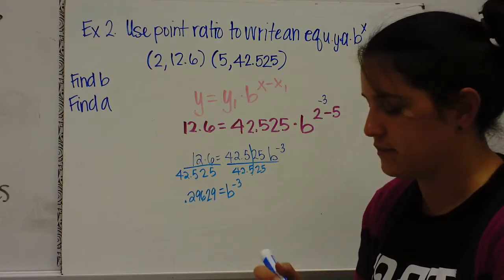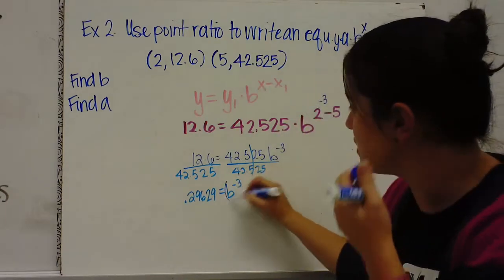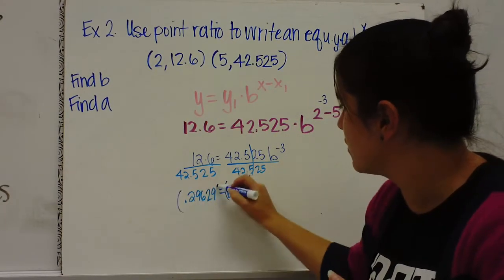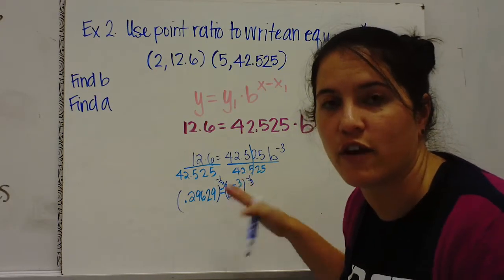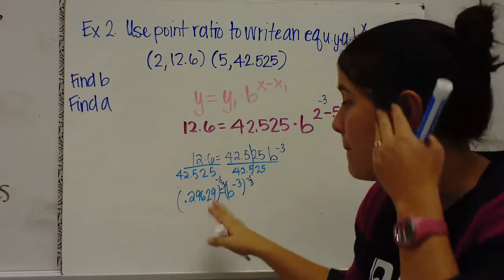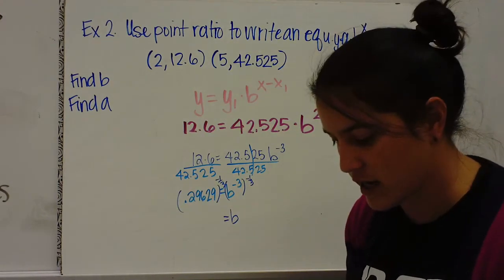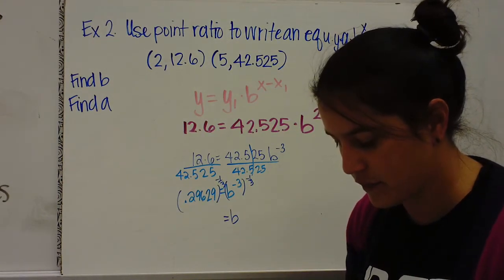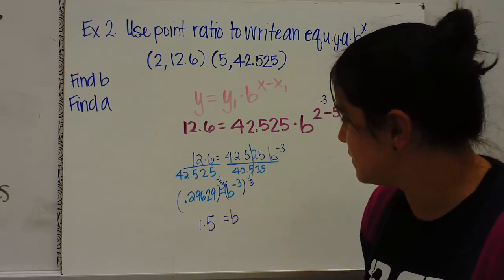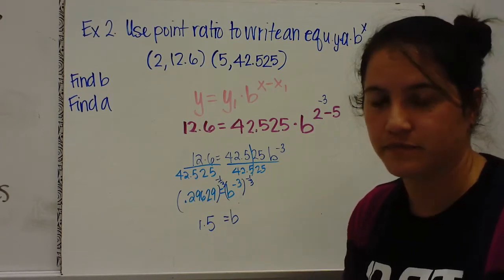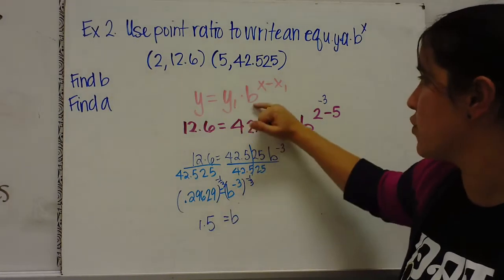To solve this, to undo that negative 3rd power, I'm going to raise this to the negative 1/3. Because these two exponents, if you multiply negative 3 times negative 1/3, those would multiply to be a positive 1, which is what I want, b to the 1st power. When I raise this to the negative 1/3 power, I get 1.5. So b is 1.5. Now, I have found b. So I have to use b back in this formula.